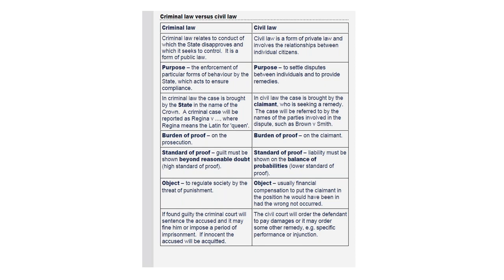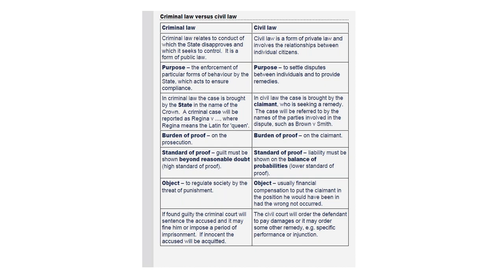Coming to the name of the cases, how a case is named in public law. In criminal law, the case is brought by the state in the name of the Crown. A criminal case will be reported as Regina versus the criminal's name. The person who has done the crime, his name will be last, and the case will be brought to court as Regina versus E. For example, if a person is Mark and he has done any criminal activity in a country, his case will be brought to the courts with the name of Regina versus Mark, where Regina is the Latin for queen.